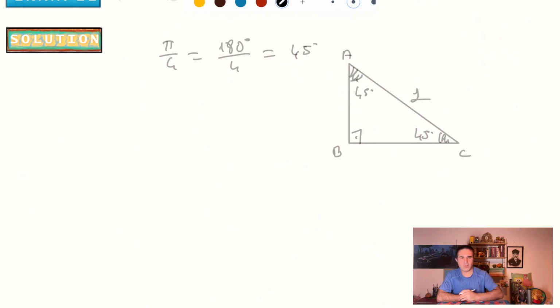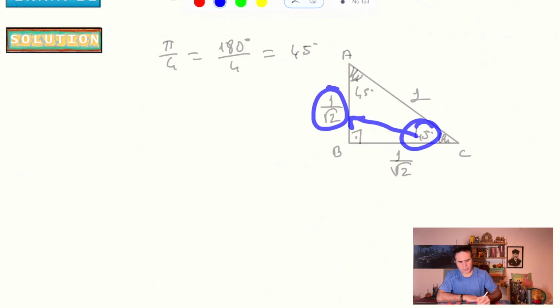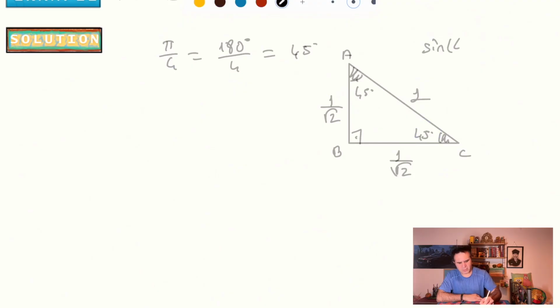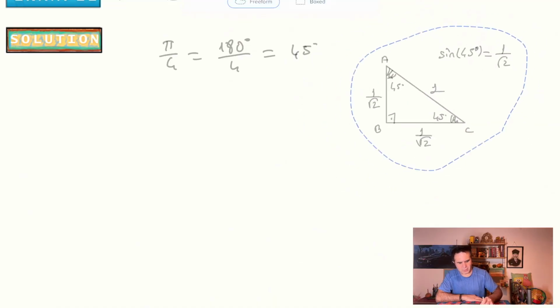If we have 1 here, the other sides should be 1 over square root of 2, 1 over square root of 2. This means that sine of 45 degrees or sine of pi over 4 is 1 over square root of 2. Sine of 45 degrees is 1 over square root of 2. Also cosine of 45 degrees is again 1 over square root of 2. But for this question we don't need it yet.